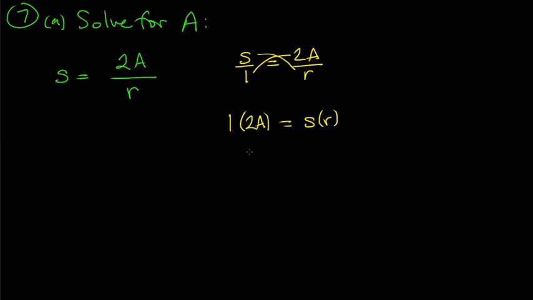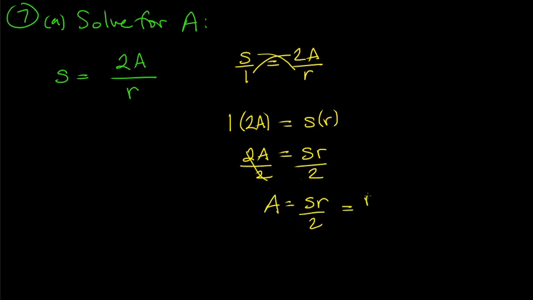Right? So 1 times 2a is just 2a, and that's just s times r. So we're looking for a, just divide by 2. Right? Cancel the 2's. So a is s times r over 2. And we're done. Right? We solve for a.